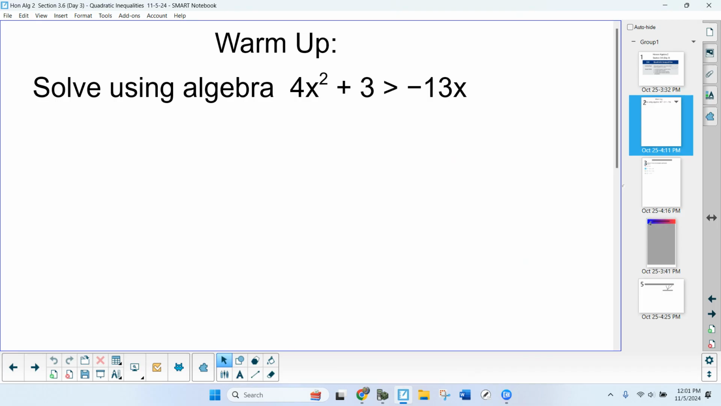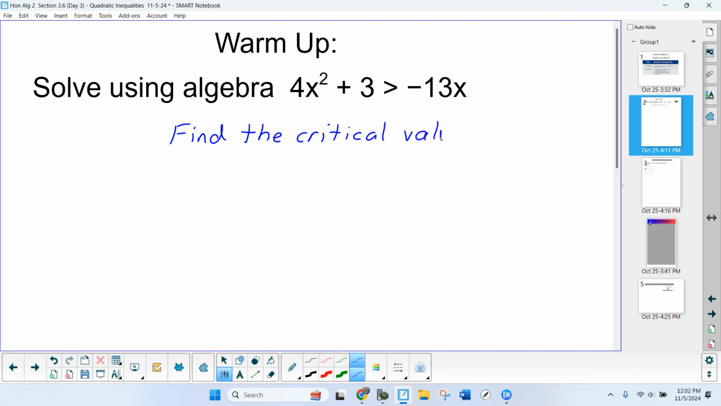Laura, first thing we have to do, remember, is find the critical values. The way you're going to find the critical values is to set this as an equal sign. So take out the inequality, set it equal, and now we need to solve that. What did you do to solve this? Added 13x over and you got 4x squared plus 13x plus 3 equals 0.